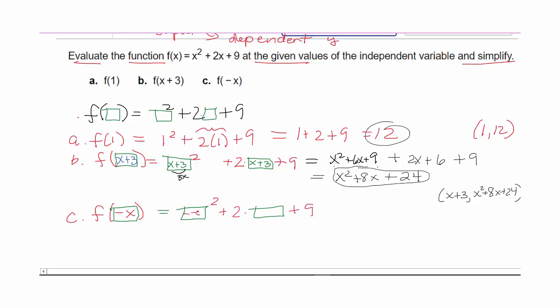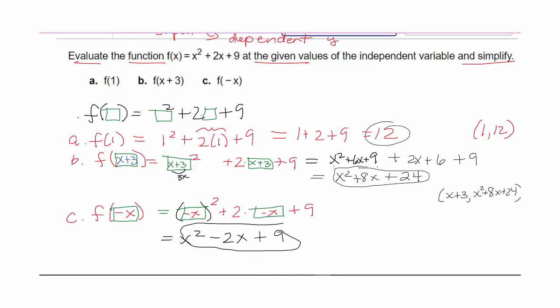And what's going in the box this time? Negative x. So we're going to get negative x squared, the quantity, the whole thing's being squared, so that turns it to a positive x squared. 2 times negative x is negative 2x plus 9. Okay, so, oops, I don't like that circle. So that's how we would plug negative x into that function. Okay, so that's function notation.